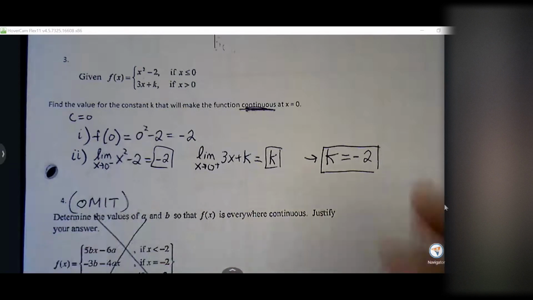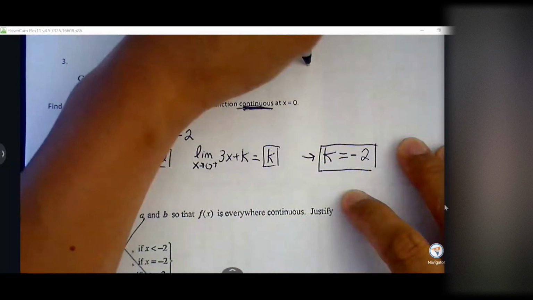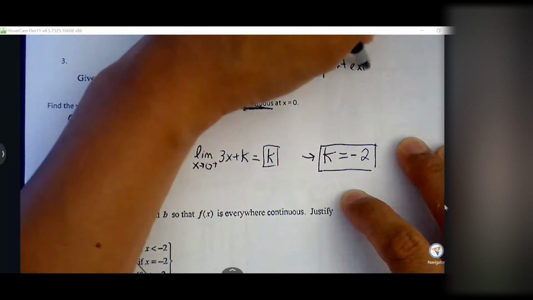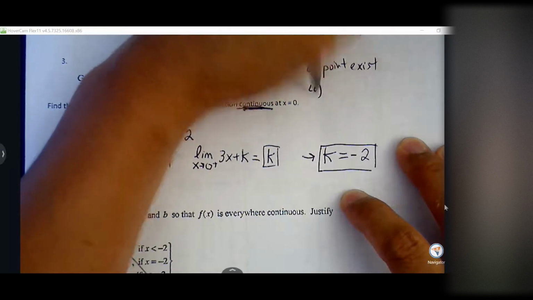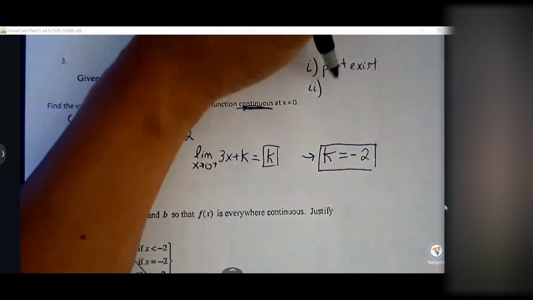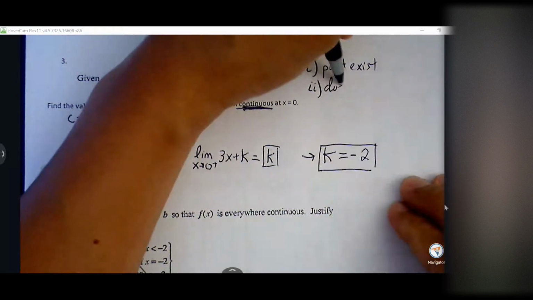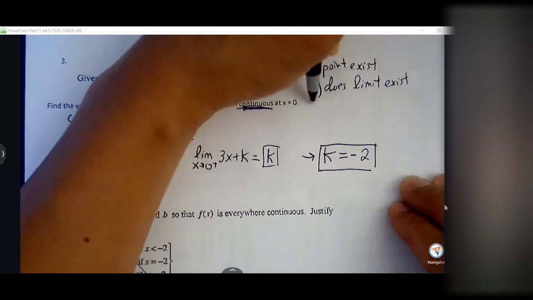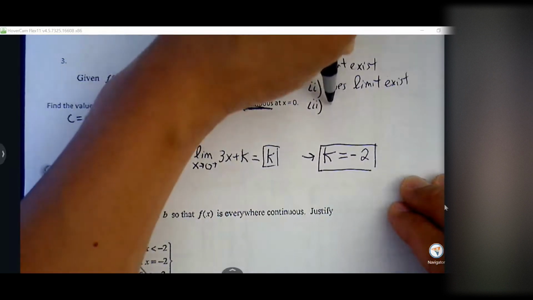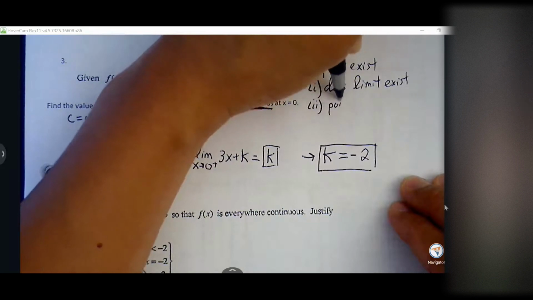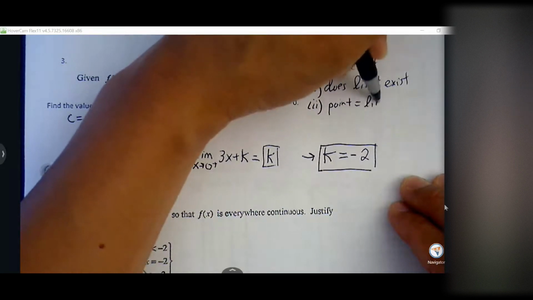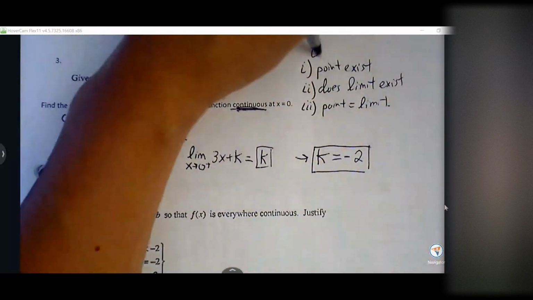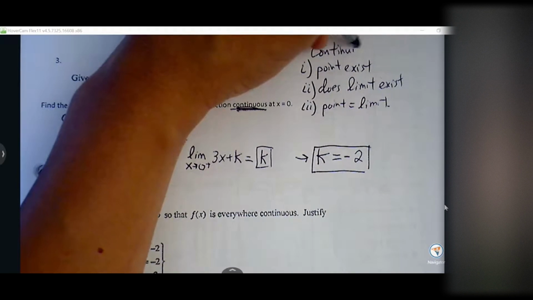So we go through conditions, right? So first condition is, does the point exist? Second condition, does the limit exist? And the third condition is, does the point equal where the limit exists? So those are 3 conditions, right? Continuity conditions.